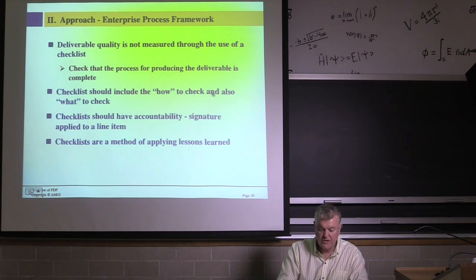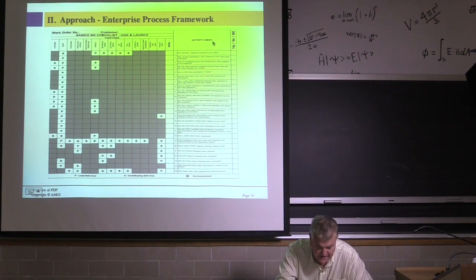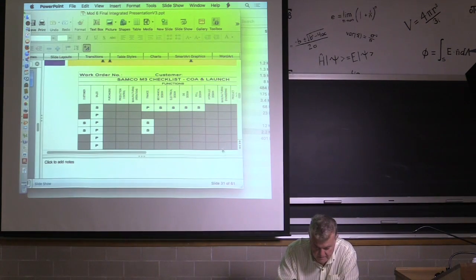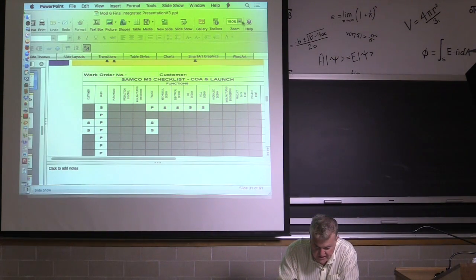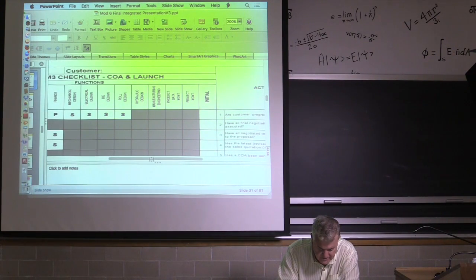Checklist should include the how to check and also what to check. So here's an example. Now it's hard to read, so I'll take it off and I'll blow it up for you. So consider, let's look at 200%. So consider the various functions.